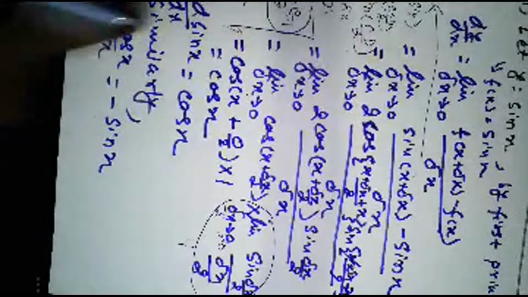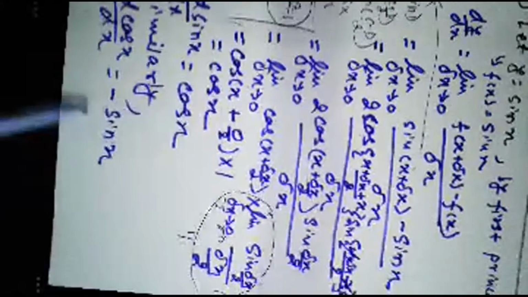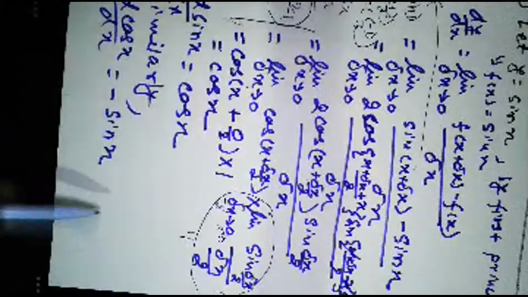So note that the derivative of sin x is cos x, and if you go through a similar way, you will find the derivative of cos x is minus sin x. So the difference is that sin has cos, but cos has a minus sign, a negative sign. So you have to take care of this and remember it.